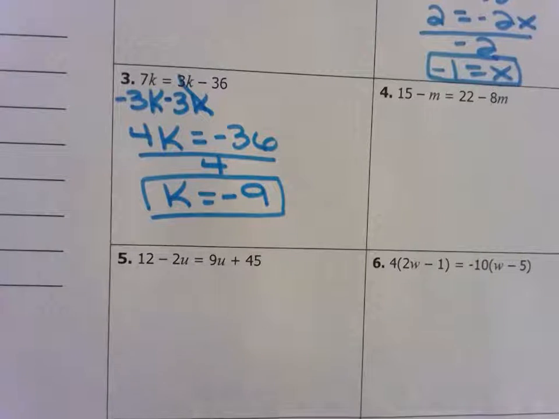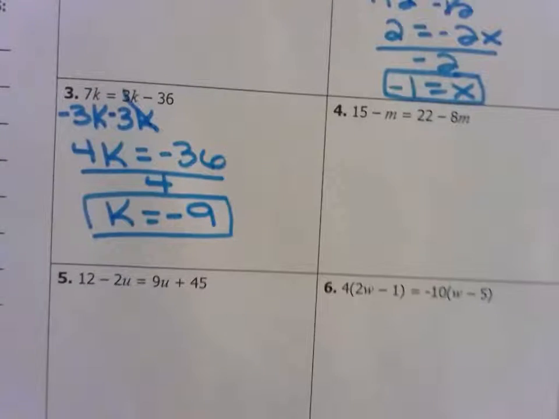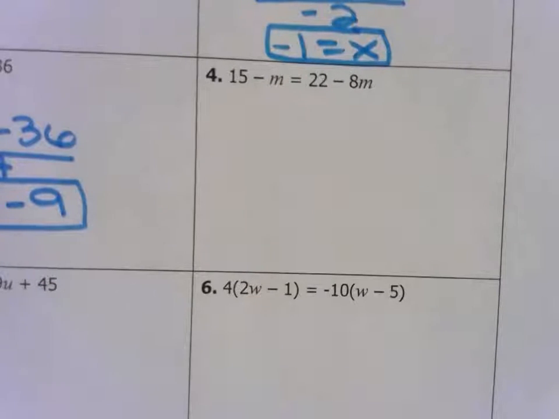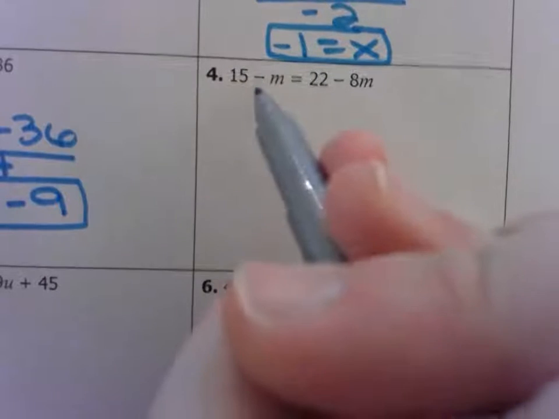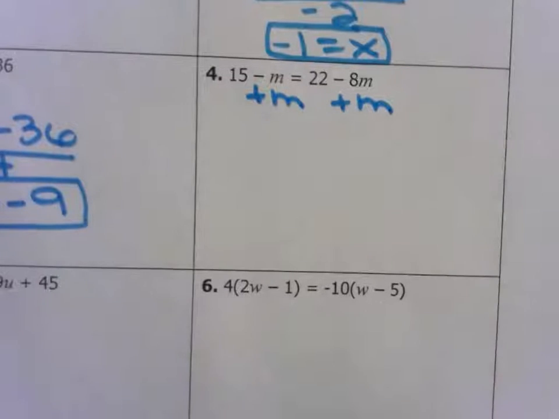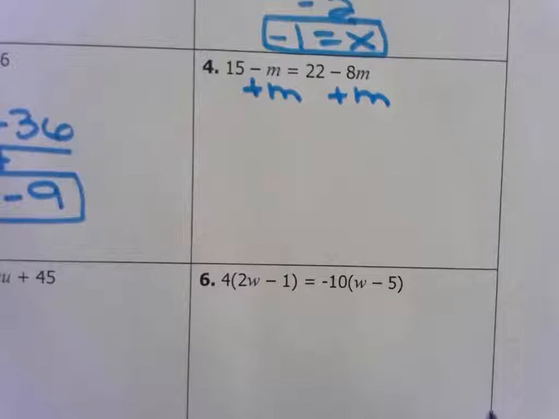Okay, let's look at a couple more. Let's look at 4. If I look at 4, first thing I would do is what? Add the m. Okay. What would be another option? Besides adding m, I could also add 8m. A couple options. Somehow get the variables together.